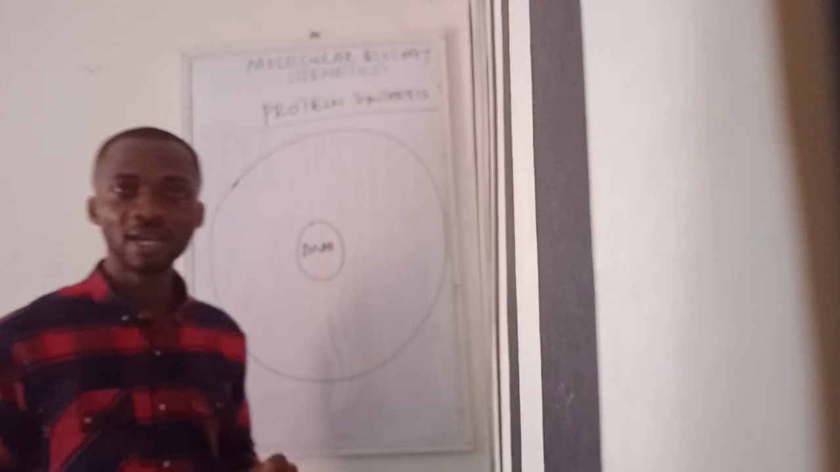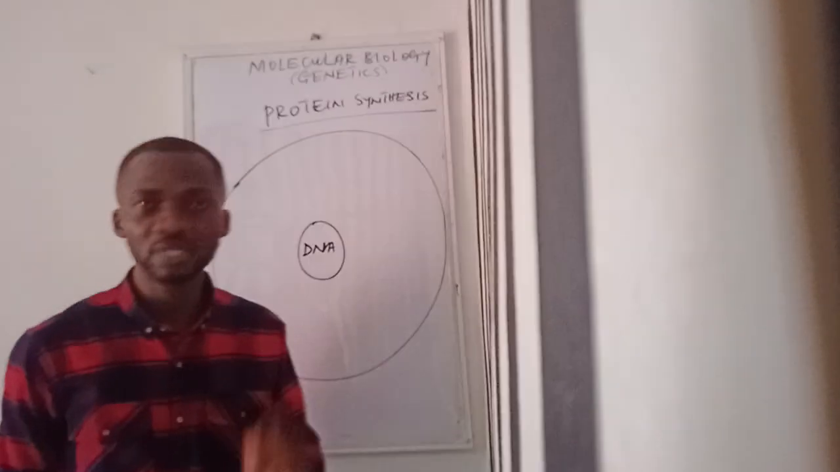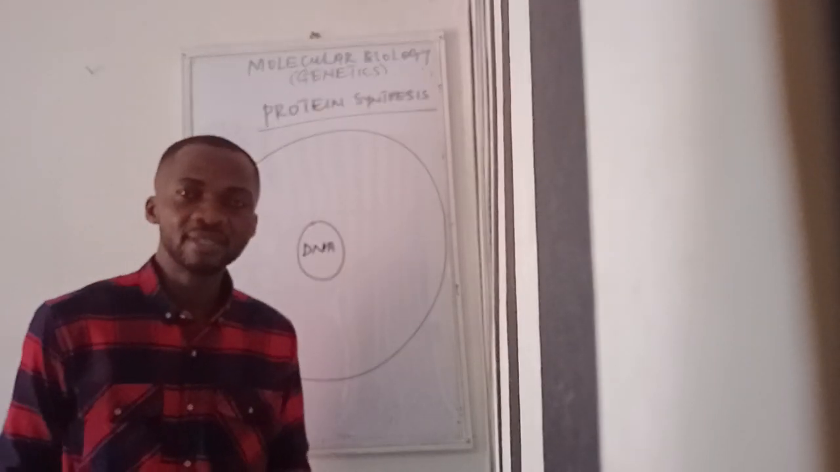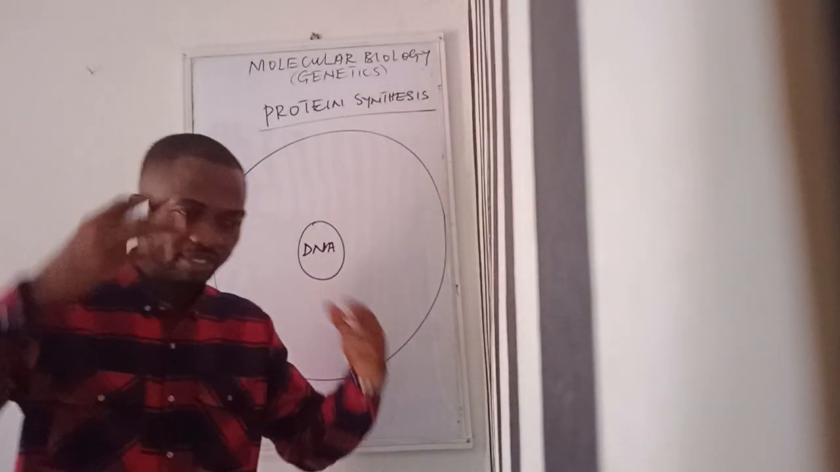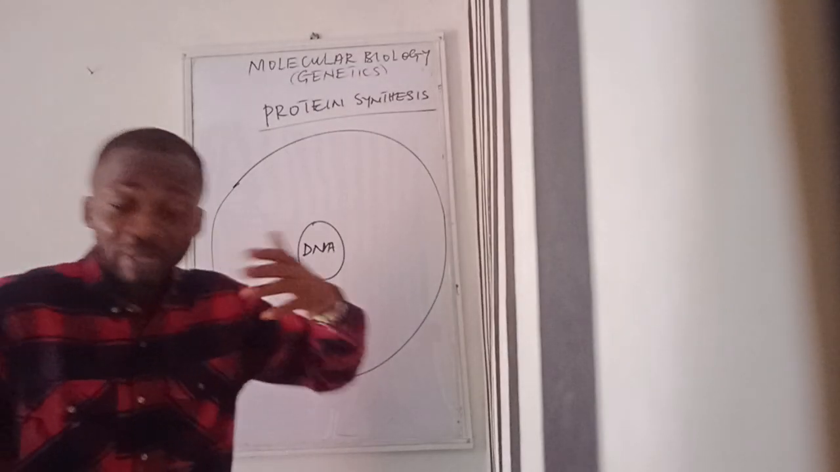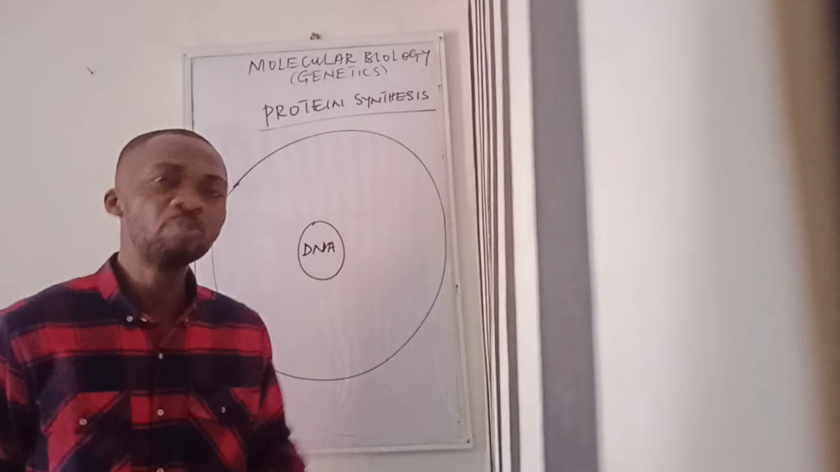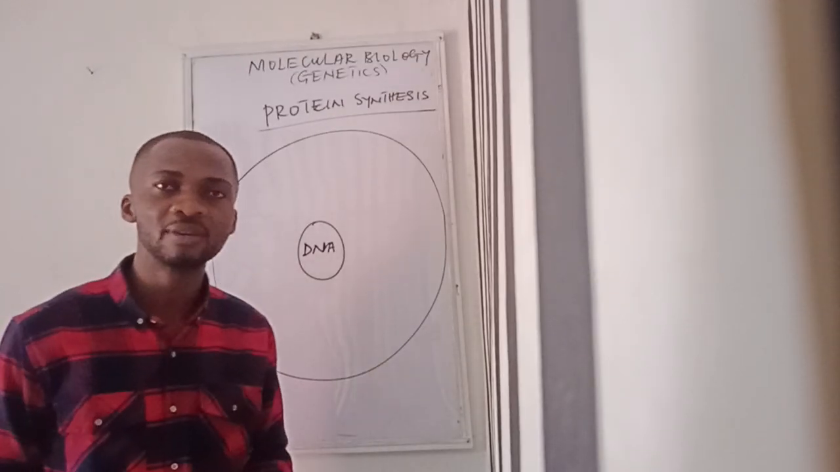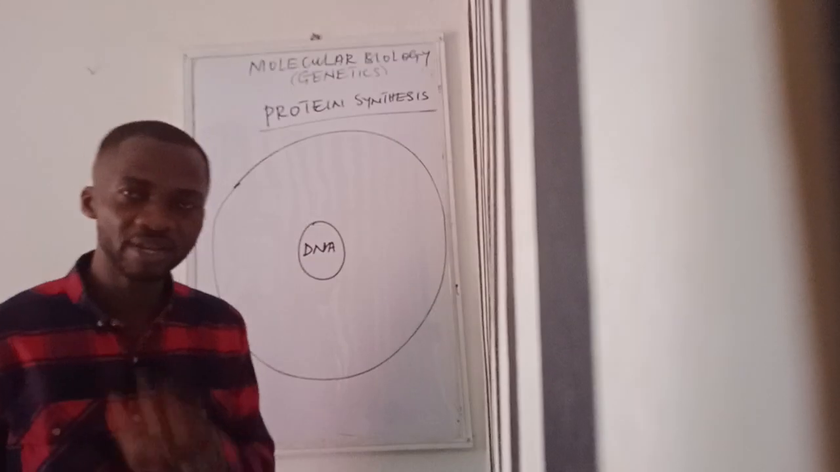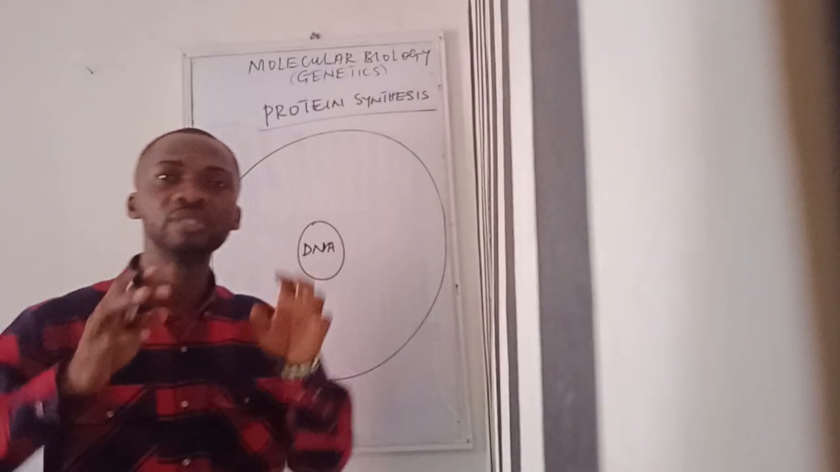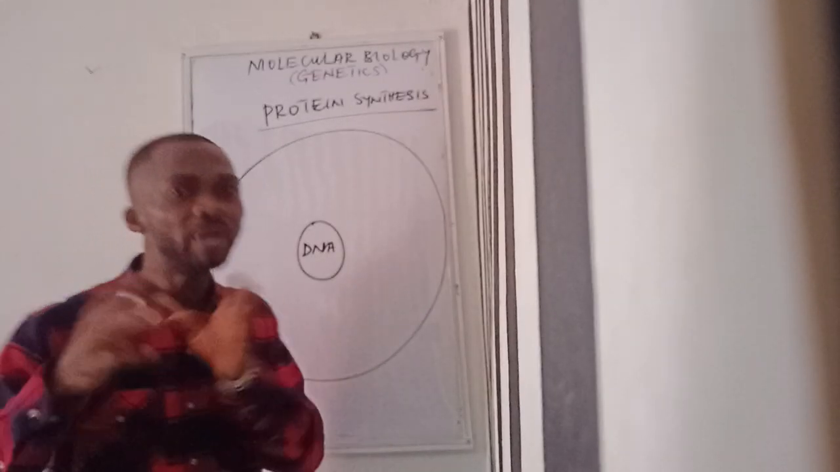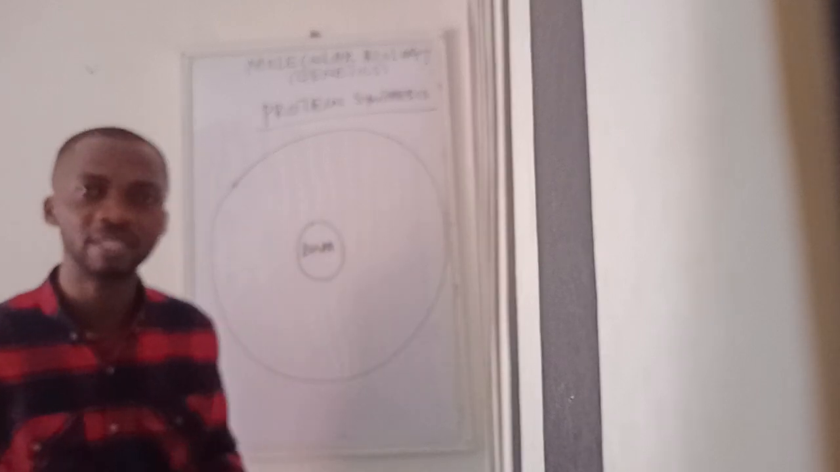For protein to be synthesized, the first thing that happens is transcription. And transcription means that the DNA replicates itself, or produces a transcript of itself. And that transcript of itself it produces is the RNA. And this RNA will contain the instruction for protein synthesis. The RNA is working based on the instruction that has been given to it by the DNA.